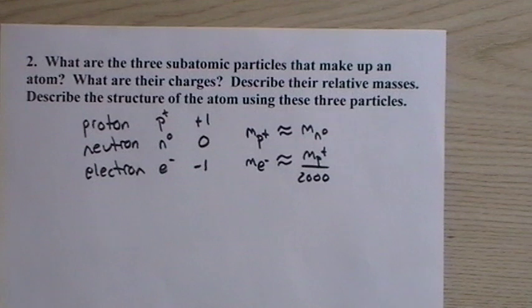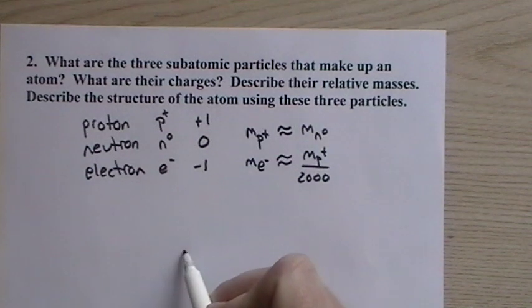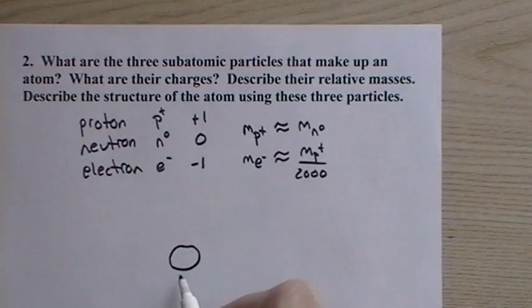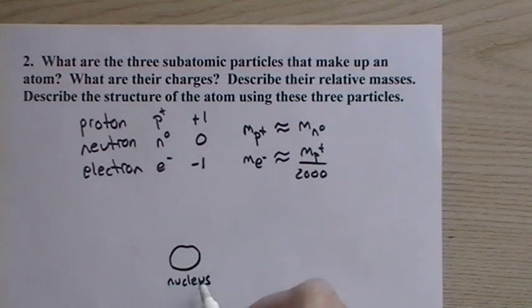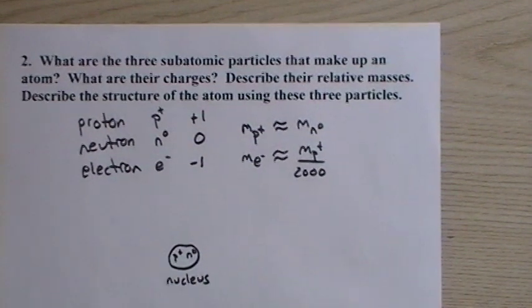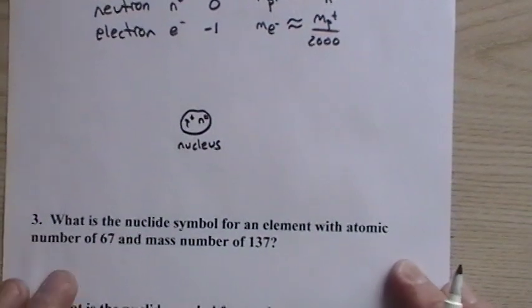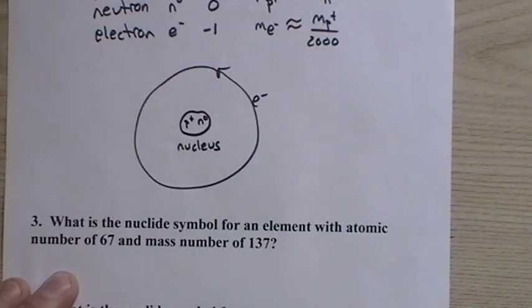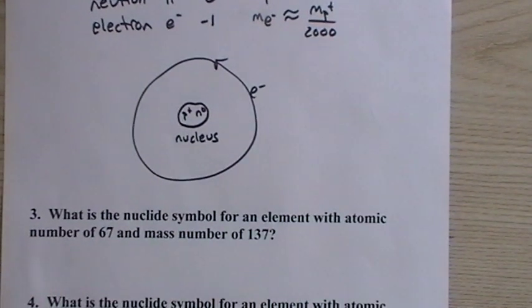So again, we know what their exact masses are, out to like 5 or 6 decimal places, but this is fine. You just need to know that the proton and neutron are very heavy compared to the electron. And the last thing is to describe the structure. So we have the nucleus, and the protons and neutrons are present in the nucleus in differing amounts depending on the atom. And then on the outside, zipping around, we have the electrons. So we should know that basic structure.